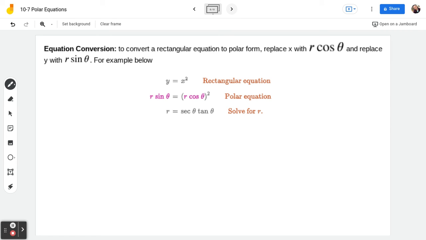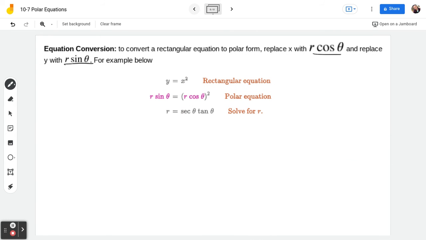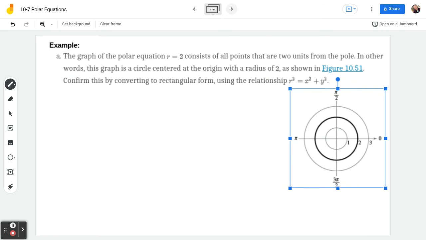All right, so to convert a rectangular equation, this is kind of where it gets more interesting. We talked about converting points. What about equations? To convert a rectangular equation to polar form, replace x with r cosine of theta and replace y with r sine of theta. So it's the same thing, it's just generic. Okay, so you can look at this example on your own if you want. And this is how you would solve for the following. So let's go ahead and take a look.